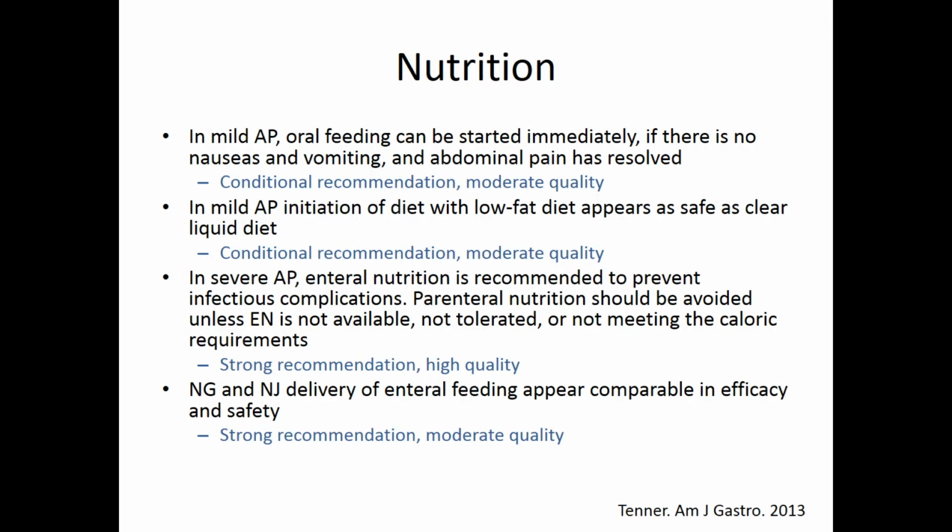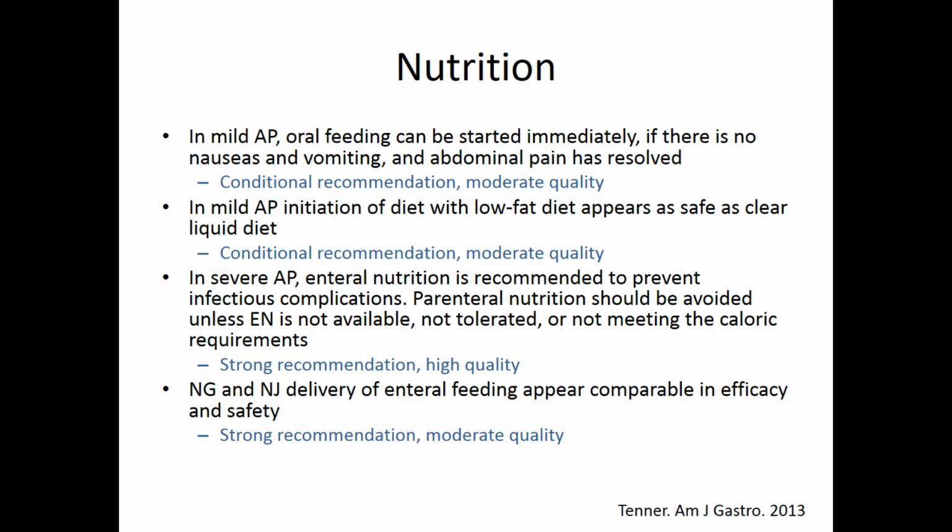Now if we change gears and talk a bit more about nutrition. Nutrition in acute pancreatitis has been an evolving field. In patients that have mild acute pancreatitis, you can start oral feeding immediately if there's no nausea or vomiting, and once the abdominal pain is either resolved or much improved. What you should start is either a liquid diet or a low-fat solid diet. They both appear to be as safe, so you can start those. In terms of severe acute pancreatitis, it's better to use enteral nutrition than parenteral nutrition.